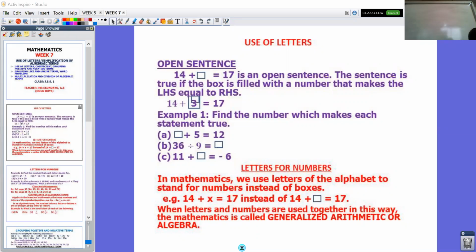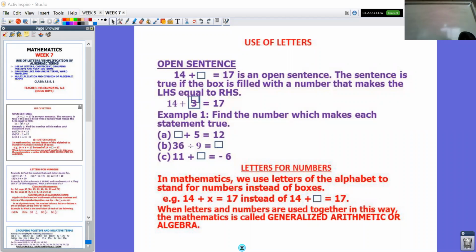Okay, I want to start with my explanation. Now open sentence. 14 plus this box equals 17 is an open sentence. When we say open sentence, it simply means a sentence that could be true or false, depending on what you are trying to do. That's how we call it open. It could be true, it could be false.